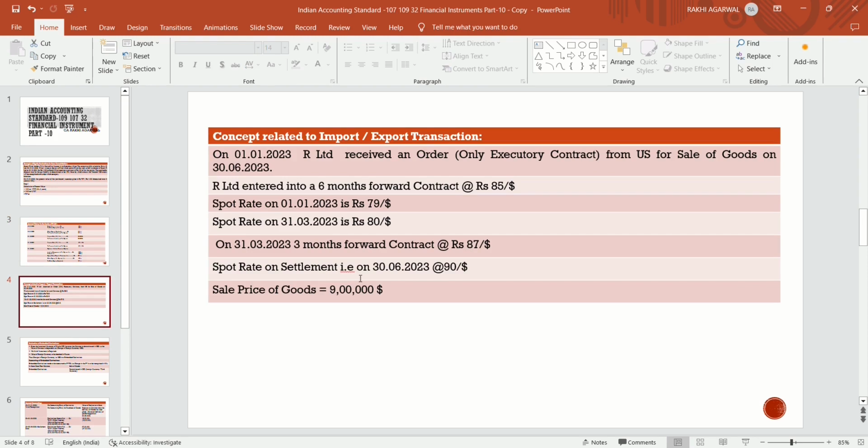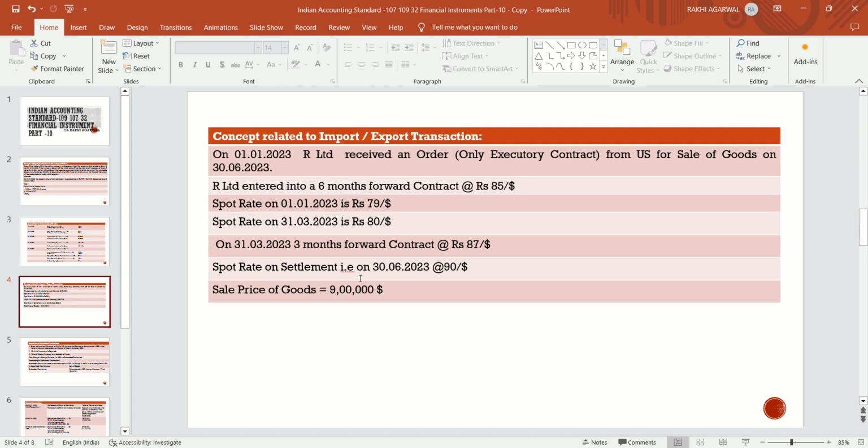Now, there is another concept which is related to import-export transactions. We had already discussed this transaction in the case of embedded derivative. We are taking another example in order to clarify the concept in another way. In case of goods, if you are selling, we have discussed the purchase concept. Now we are discussing embedded derivative in case of sale of goods.